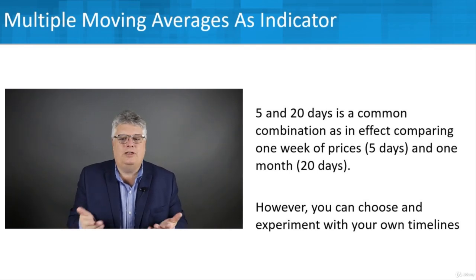However, you can choose and experiment with your own timelines, and that's perfectly okay. A lot of people use 50-day versus 200-day moving averages. There are lots of different ways you can do it. But a common one to get you started is a 5-day and 20-day moving average.